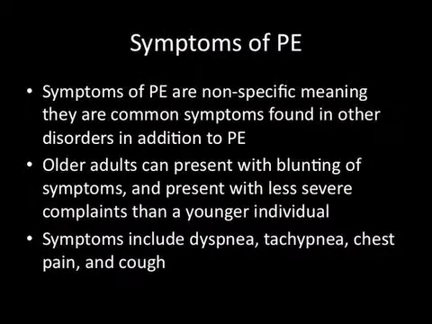Symptoms of PE are nonspecific, meaning they are common symptoms found in other disorders in addition to PE. Older adults can present with blunting of symptoms and present with less severe complaints than a younger individual. Symptoms include dyspnea, tachypnea, chest pain, and cough.